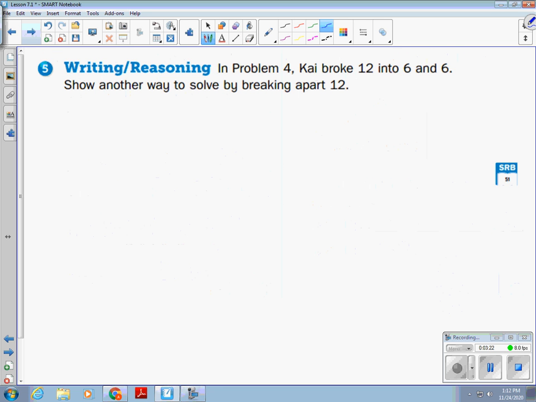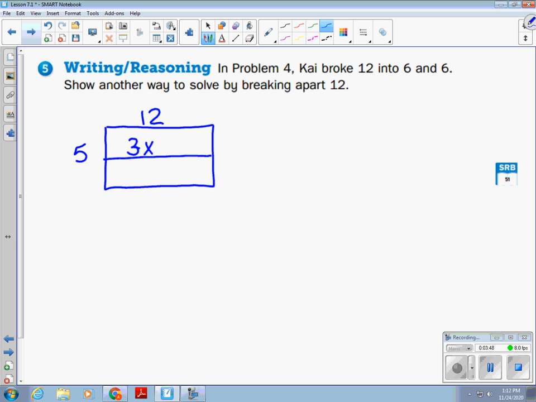All right. And on the last one, it says in problem 4, Kai broke apart 12 into 6 and 6. Show another way that you could have done that. Okay, so if this was a 5 by 12, another way I could have done it, I could have broke apart the 5, and I could have done 3 times 12, and then I could have done 2 times 12, because this is just doubling, which would equal 24, and plus another 12, so 24 plus 12 would be 36.